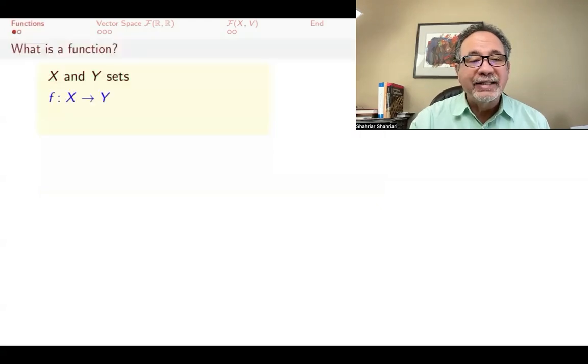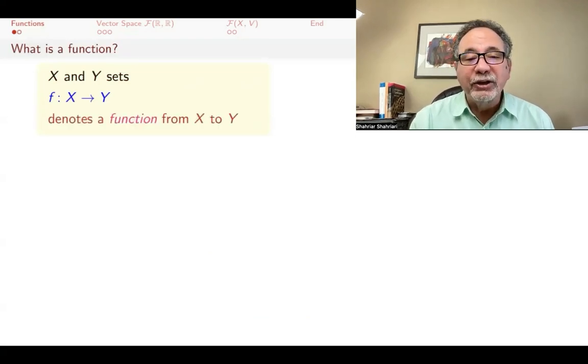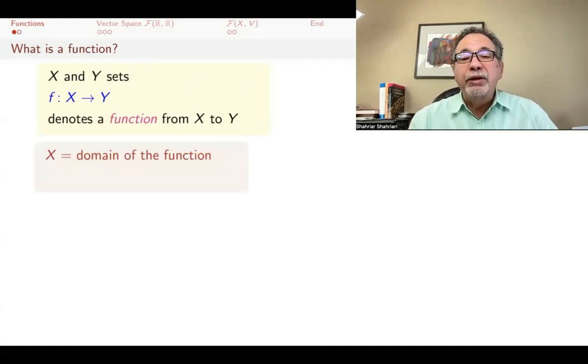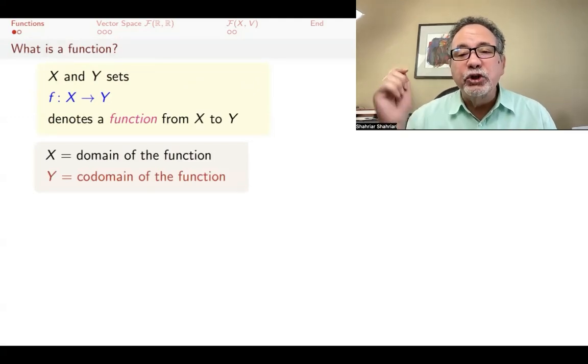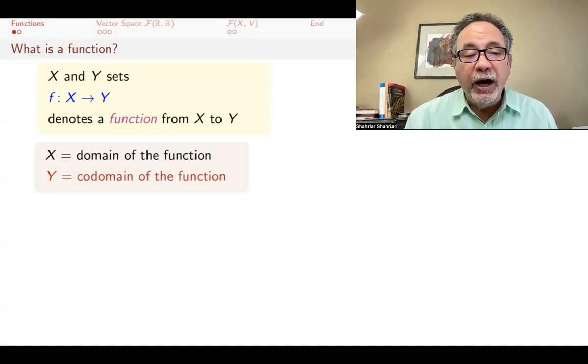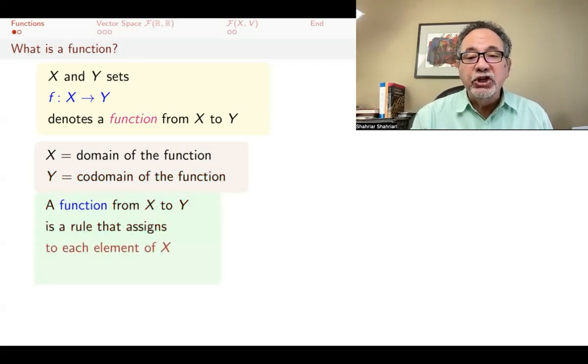If you have two sets X and Y, then we use this notation f colon X arrow Y to mean that we have a function from X to Y. X is the domain of the function. Those are the things that you have to be able to plug into the function. Everything in X needs to be able to be plugged into the function f. Y is the codomain, or the target set, the canvas on which you throw elements of X. You don't need to be sending something to every element of Y, but Y is the place where the elements of X end up.